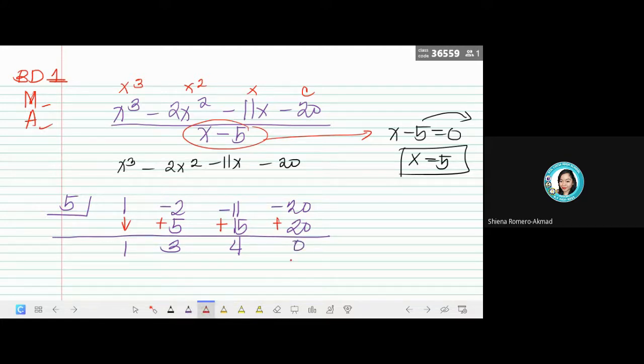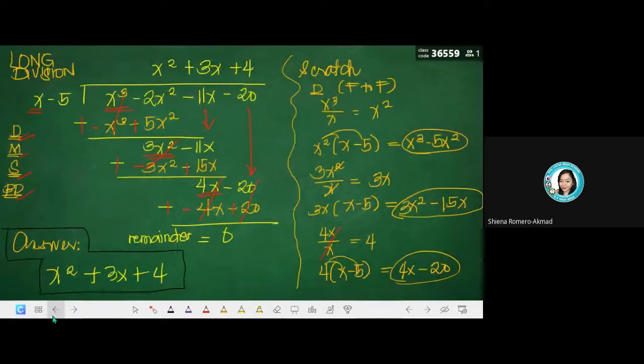So, the 0 here is our remainder. And this is the constant. This is the variable x. And this is x squared. So, ano yung magiging final answer? We'll have x squared plus 3x plus 4. Which is the same dito. X squared plus 3x plus 4. So, di ba pareho lang sila?